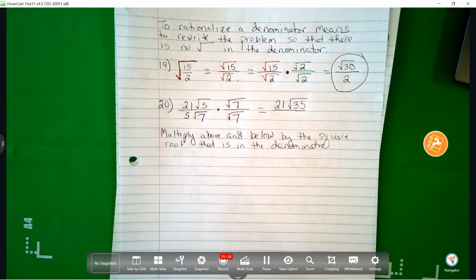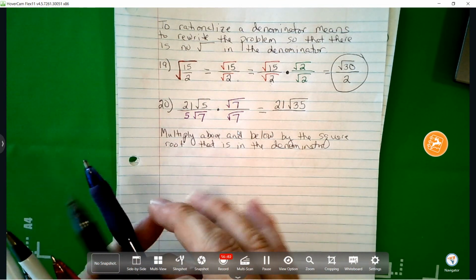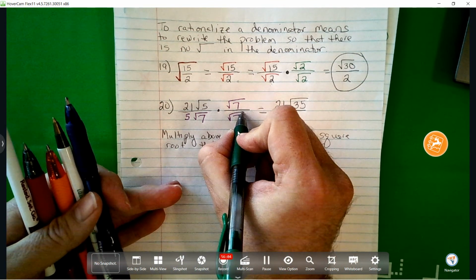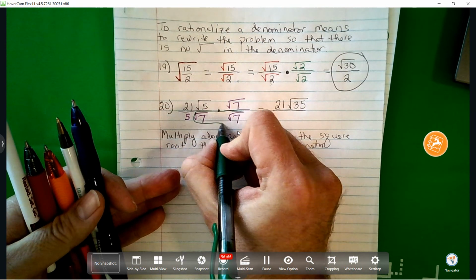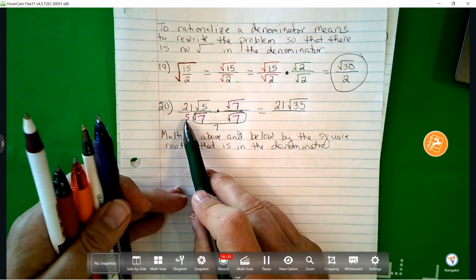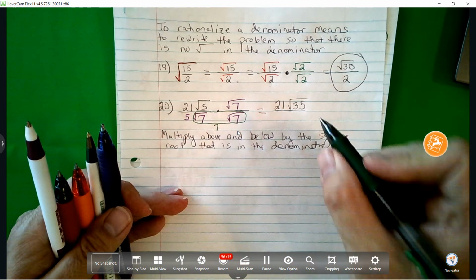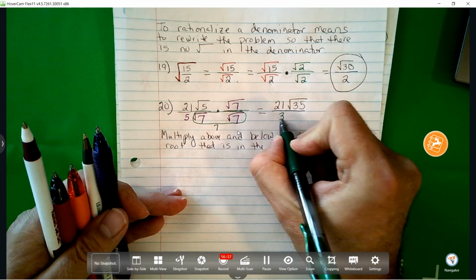Now the bottom's going to be a little tricky. The square root of 7 times the square root of 7, that's just a 7. But don't forget we have this times 5. 5 times 7, 35.